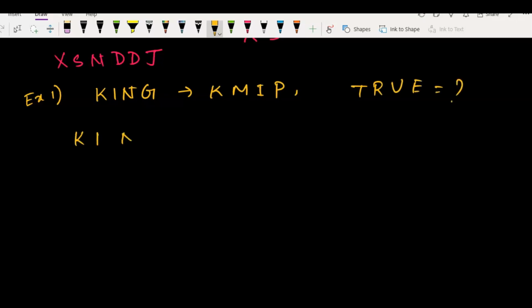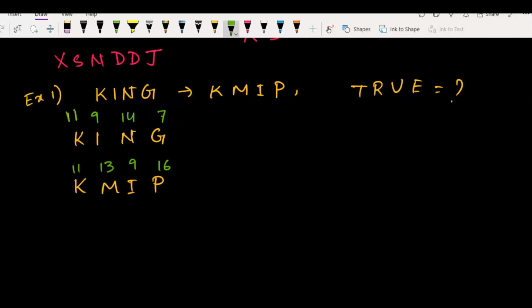So we have KING and it goes to KMIP. So K is 11, I is 9, N is 14, G is 7. So K is 11, then M is 13, I is 9, and P is 16. So check for forward pattern. So 11 goes to 11, then 9 to 13, this is plus 4. Then 14 to 9, this is minus 5. And 7 to 16, which is plus 9. So there is no logical sequence.